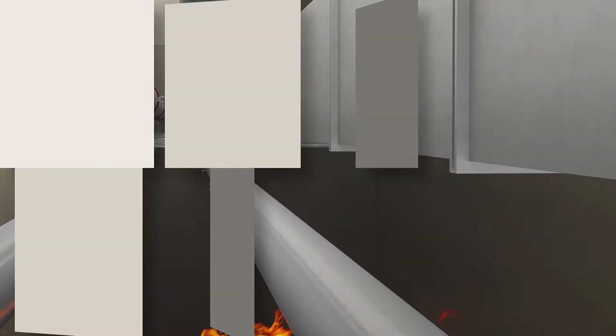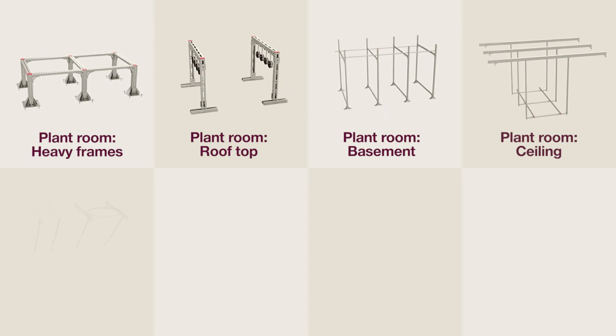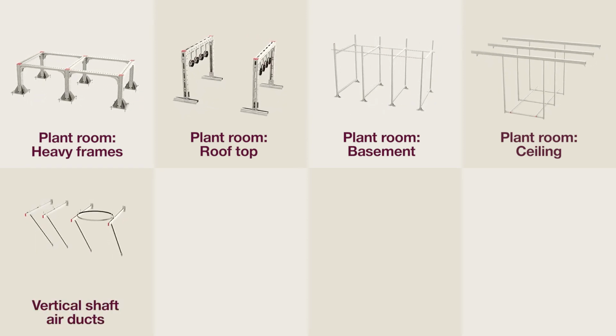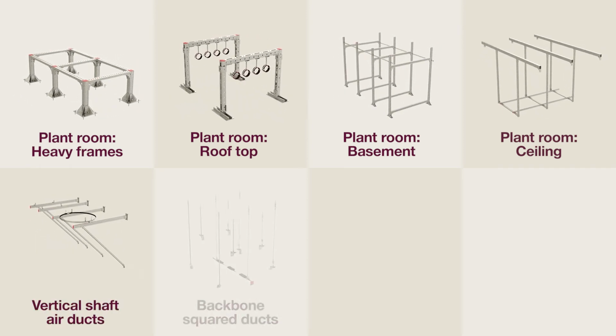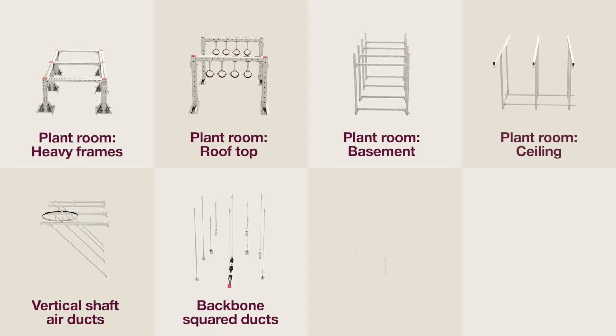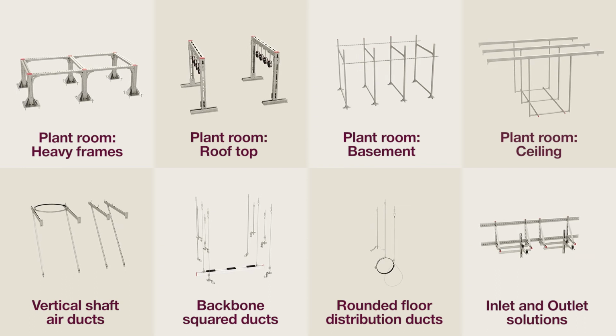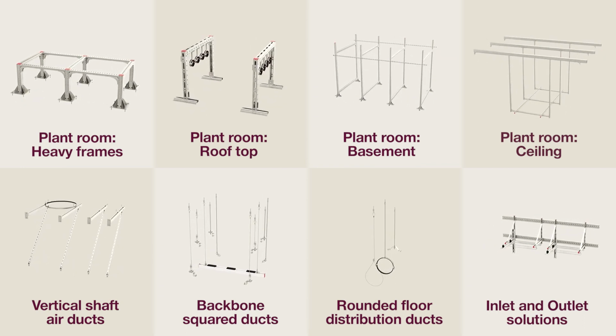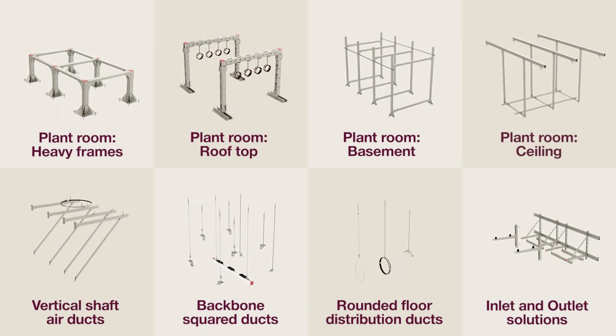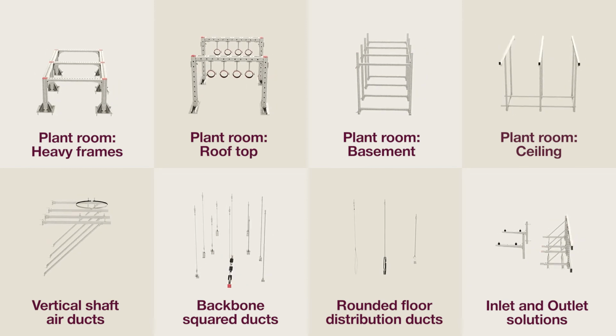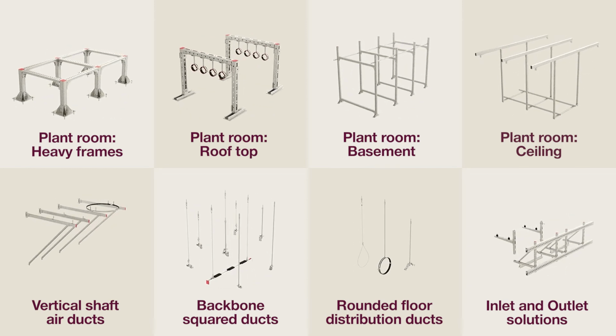Here again are the 5 most important ventilation applications where Hilti can help. Plant room framing, vertical shaft air ducts, squared and rounded, backbone squared ducts, rounded floor distribution ducts, and various inlet and outlet solutions. Contact your local Hilti field engineer during early design for expert advice about design parameters.